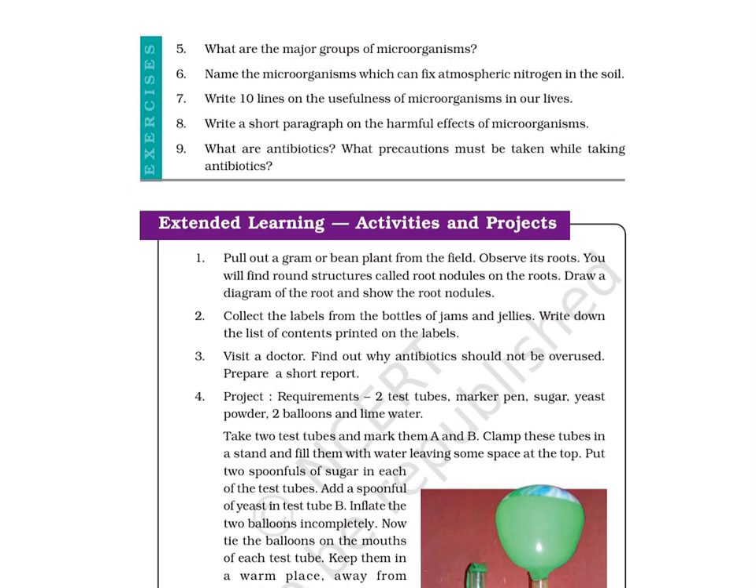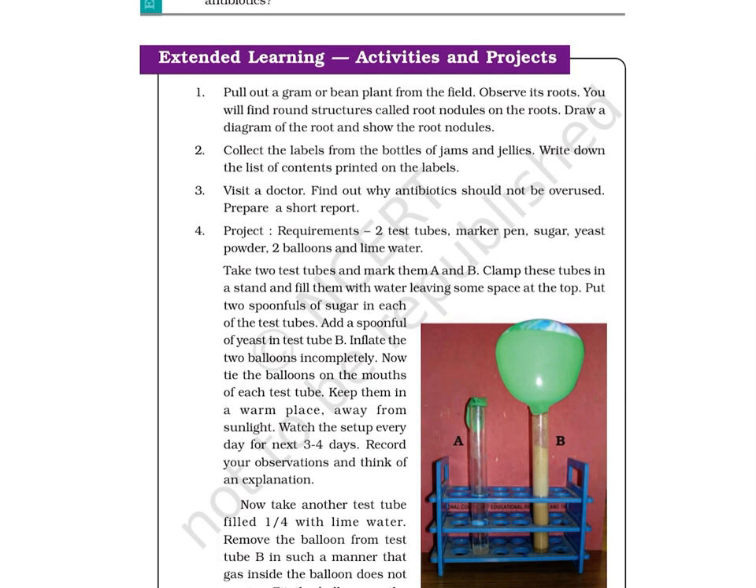Extended learning, activities and projects. 1. Pull out a gram or bean plant from the field. Observe its roots. You will find round structures called root nodules on the roots. Draw a diagram of the root and show the root nodules. 2. Collect the labels from the bottles of jams and jellies. Write down the list of contents printed on the labels. 3. Visit a doctor. Find out why antibiotics should not be overused. Prepare a short report.